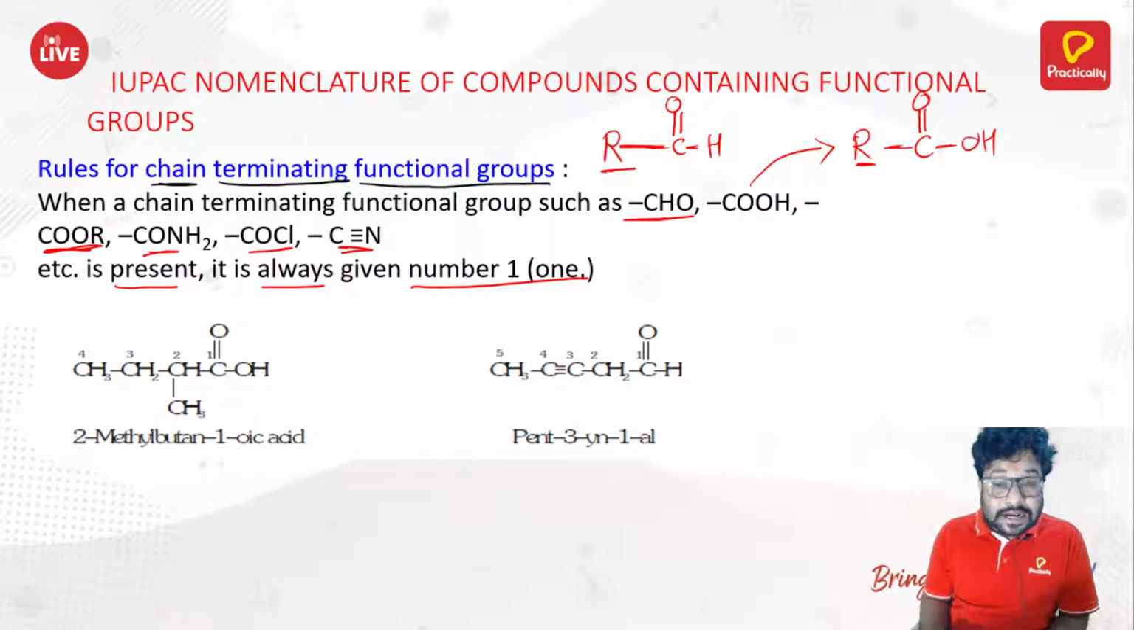Now, let's understand that through examples. Look here. This is your functional group, COOH. So you start counting from that carbon. 1, 2, 3, 4. At the second position, you have a substituent. So what do we call that now? 2-methyl butane-1-oic acid. Let me give another example now.